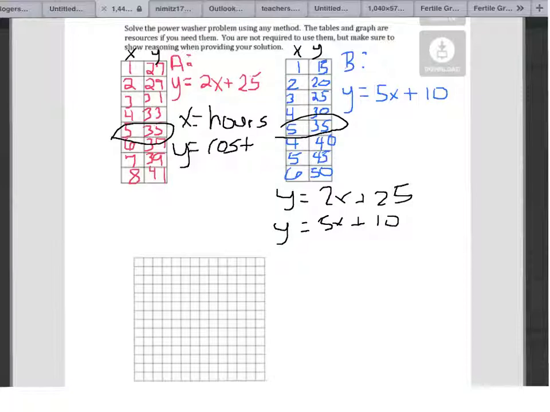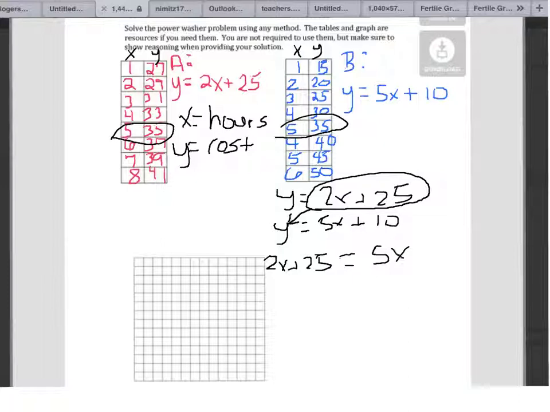And so if y is equal to 2x plus 25, if I know y is the same value that I'm looking for, then I know that this y is also equal to 2x plus 25. And so I can substitute 2x plus 25 in for the y and set it equal to the other expression in terms of x, that is 5x plus 10. And now I have it down to one unknown, and I actually can solve the equation.